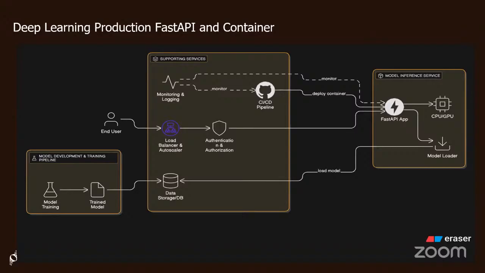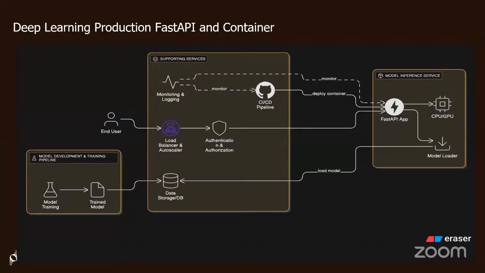There are multiple supporting services for doing this, like monitoring and logging. Then there is a CI/CD pipeline, which will automate the container build and deployment. For example, we'll have GitHub Actions, which will build a Docker image, push it to the registry, and deploy automatically from there. Likewise, we will have a load balancer and autoscaler, which will distribute requests across multiple inference containers, auto scale, and ensure high availability under heavy load.